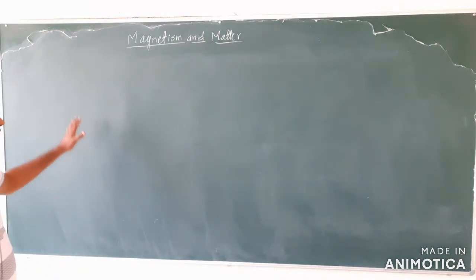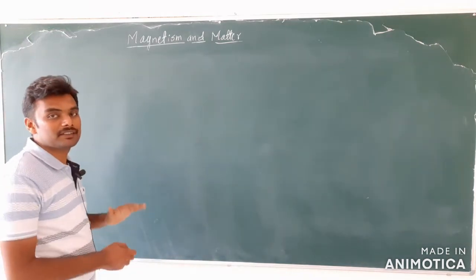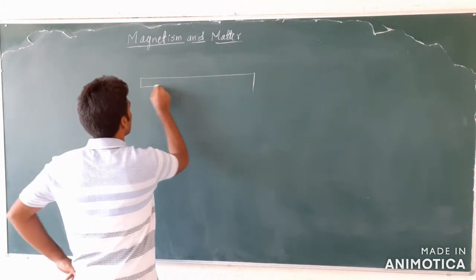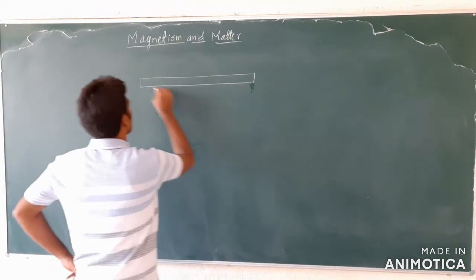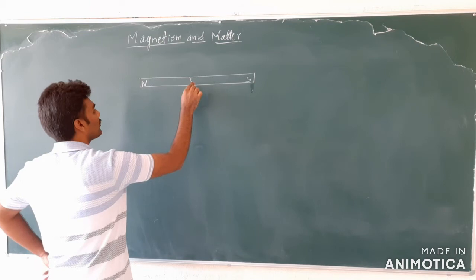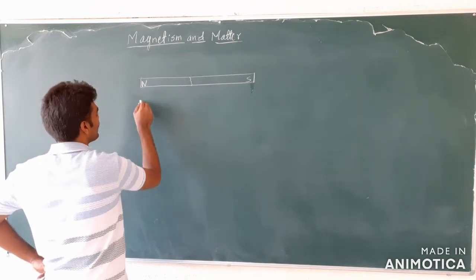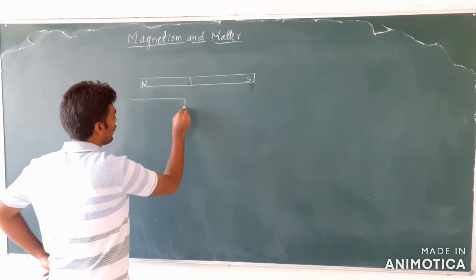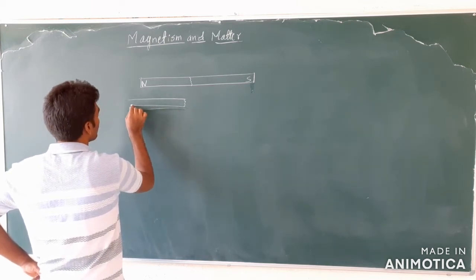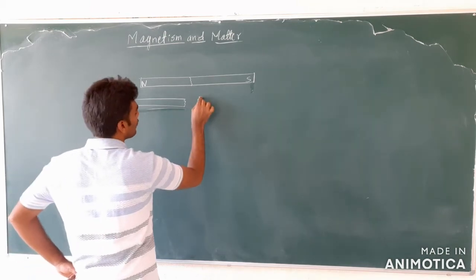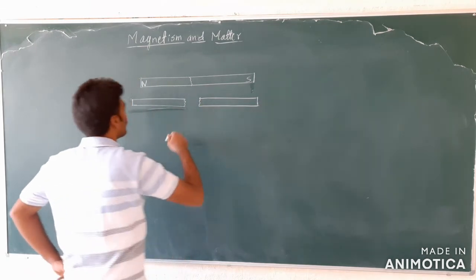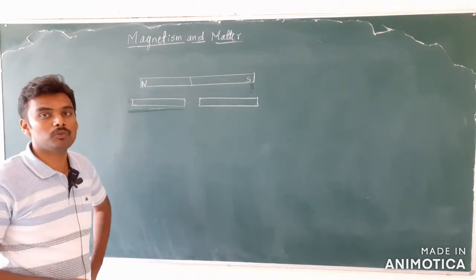Okay, so magnetic monopole does not exist. See, now say you have a magnet of this big size. So this is north pole and this is south pole. When we break this magnet exactly in the middle, then we have one piece here and the other piece here. These pieces will also have both the poles.